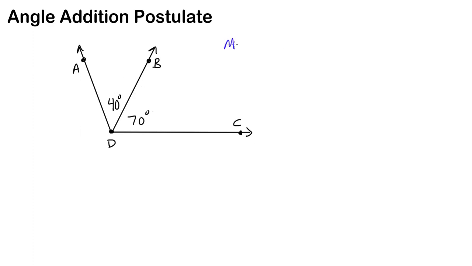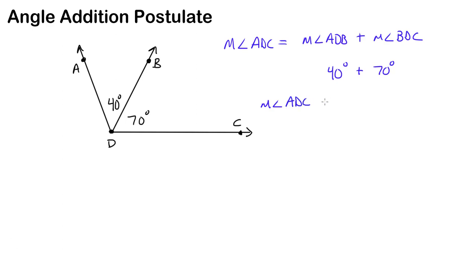So the measure of angle ADC is equal to the measure of angle ADB plus the measure of angle BDC. So angle ADB measures 40 degrees and angle BDC measures 70 degrees. So the measure of angle ADC is 110 degrees.